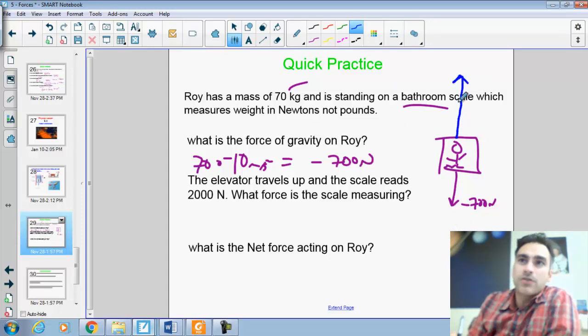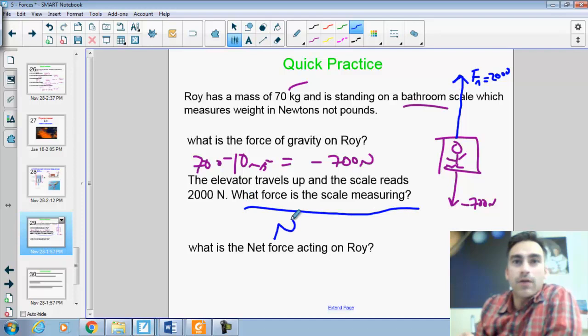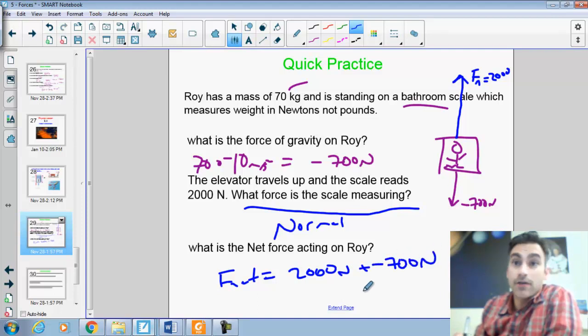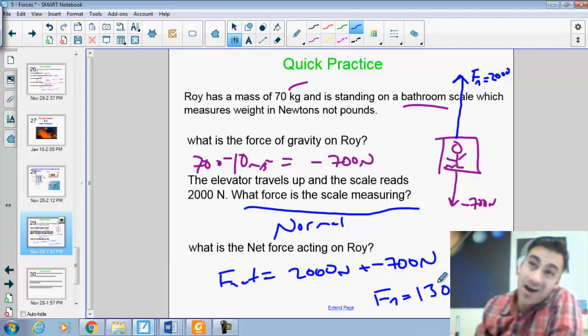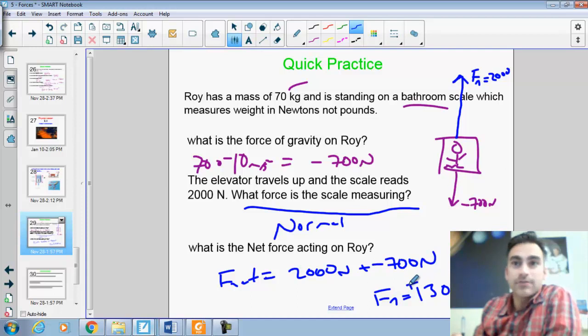So what that means is that our normal force up here equals 2,000. What force is the scale measuring? Well, that's our normal force. What is the net force acting on Roy? Well, force net equals 2,000 newtons plus a negative 700 newtons. So our force net is 1,300 newtons. And they're traveling up, which makes sense. This is positive.